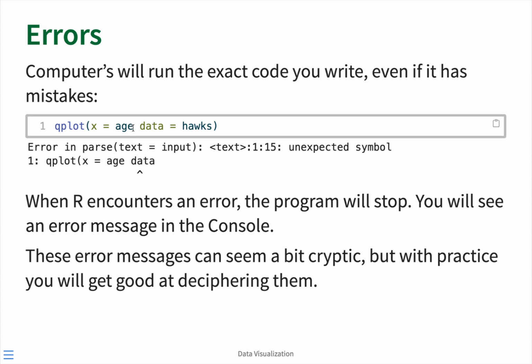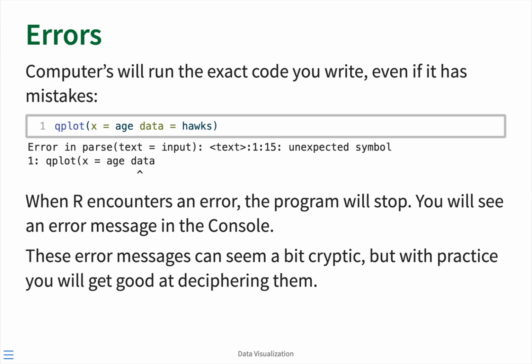The exact problem is that we are supposed to have a comma between the arguments that we pass to functions, right? And so we have x equals age is one argument, data equals hawks is another argument, and we should have a comma between them, but we don't have it. So when it says unexpected symbol, it means actually that the D and the A of data are not a comma, which it was expecting after age.